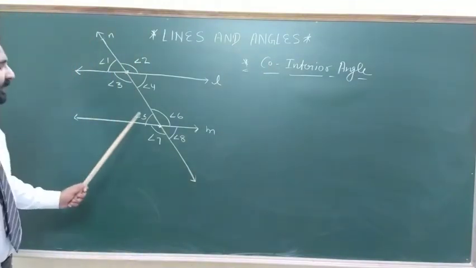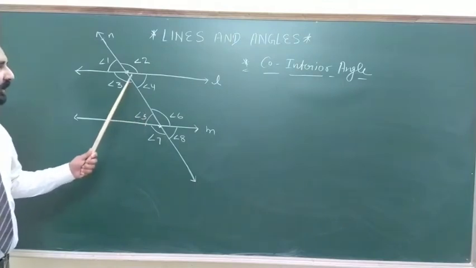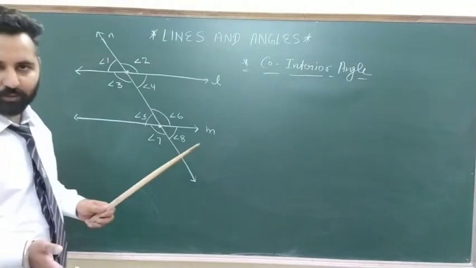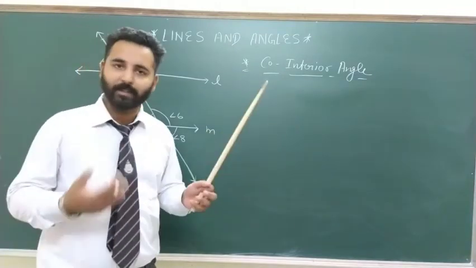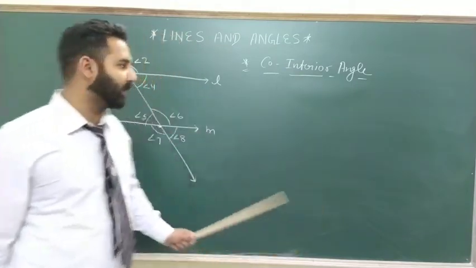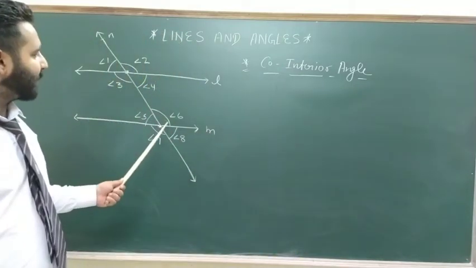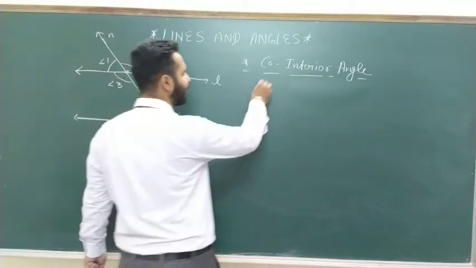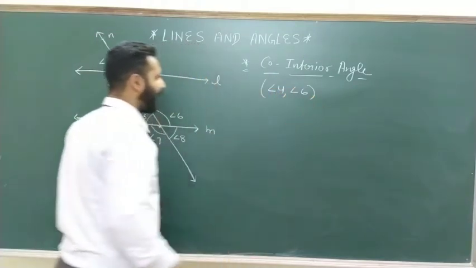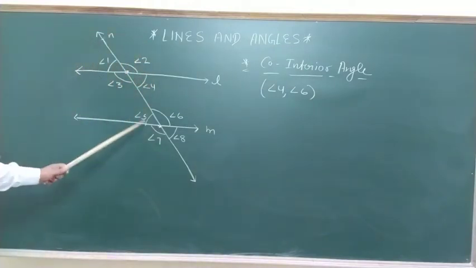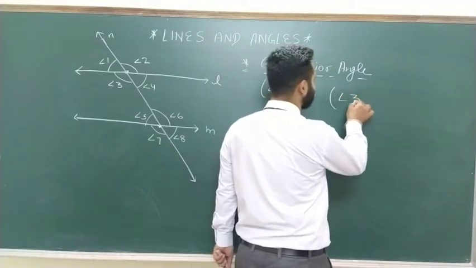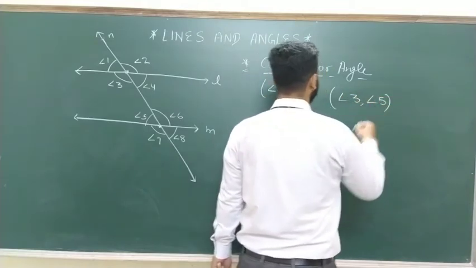So consecutive interior angles or co-interior angles are here 4 and 6, on the same side of the transversal. Co means consecutive, meaning the same side of the transversal, and interior means inside the parallel lines. So they are angle 4 and angle 6, and angle 3 and angle 5. But like the other angles, they are not equal.